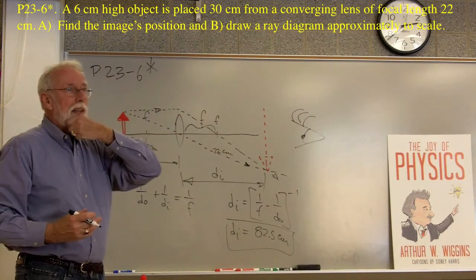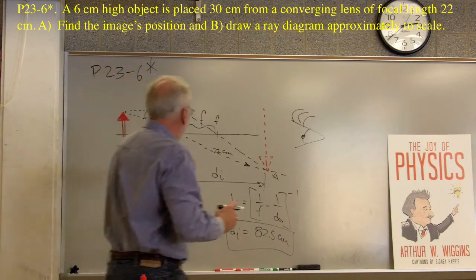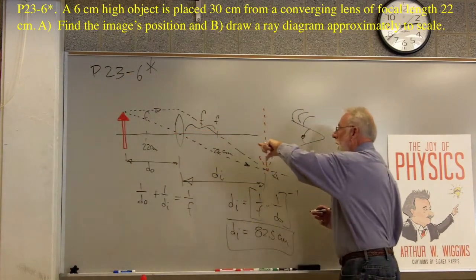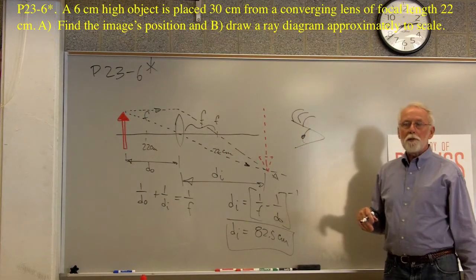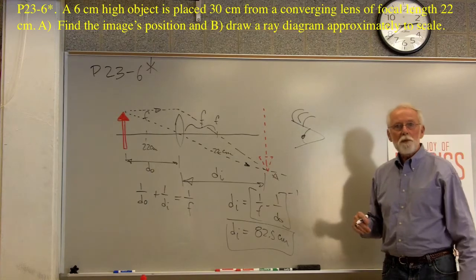So then, does that seem right? We're looking at this object, and it's farther away than the focal length, and the image we see is upside down, so it's inverted. Okay, seems to make sense. Good.